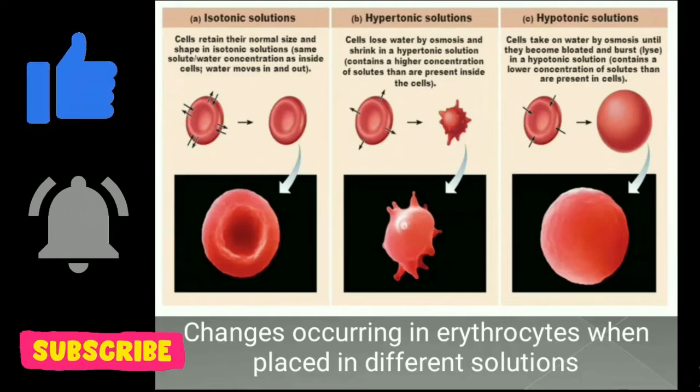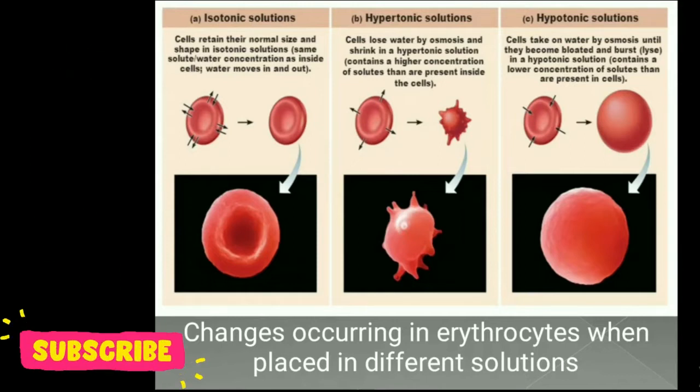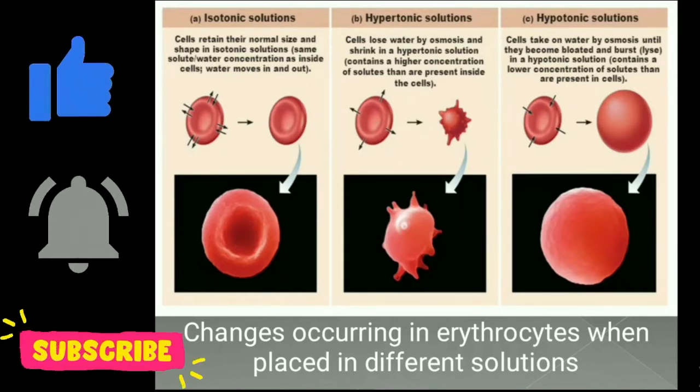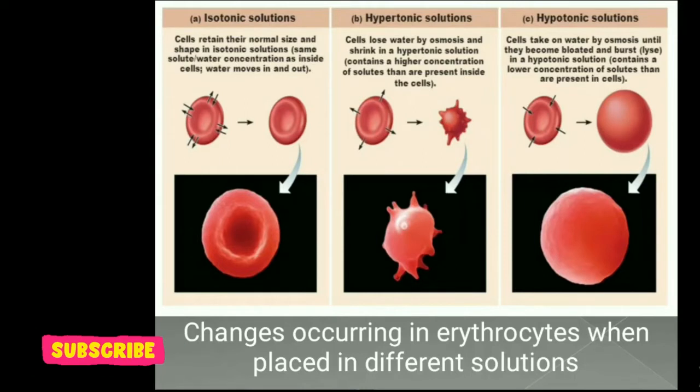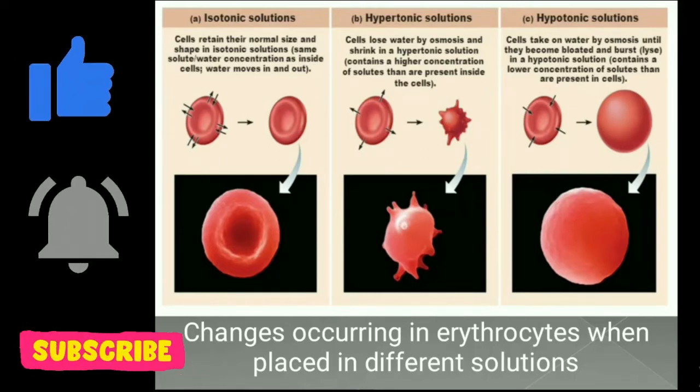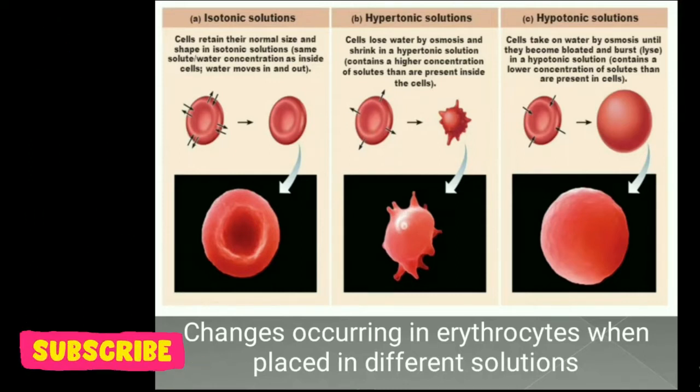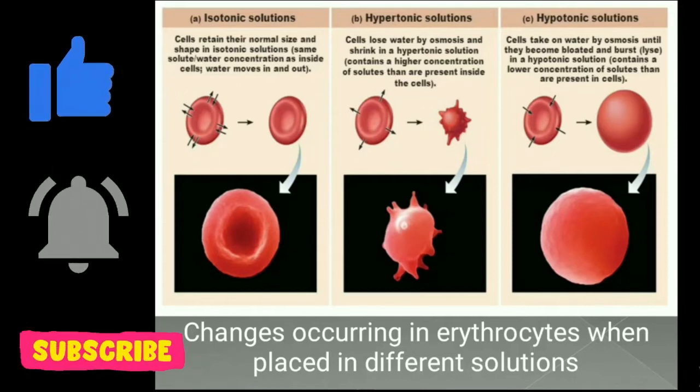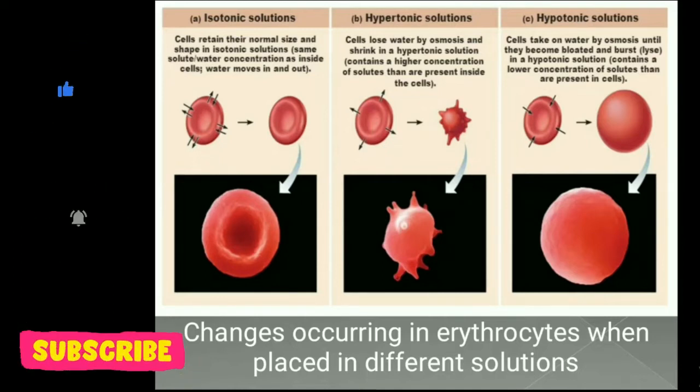Here in this slide, it is quite visible what are the differences when the RBC is placed in different solutions. In case of isotonic solution, it is very much clear that the RBCs have developed no change in their shape. They are biconcave and they have a disk in between. Whereas in case of hypertonic solution, shrinkage has occurred, and this has led to development of an irregular shape of RBCs. Whereas in case of hypotonic solution, the RBCs have undergone swelling.